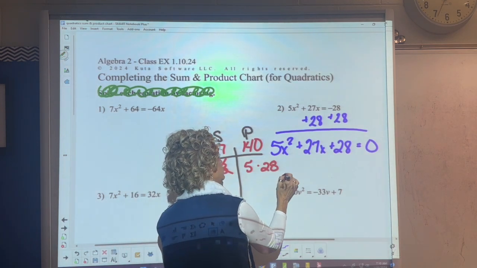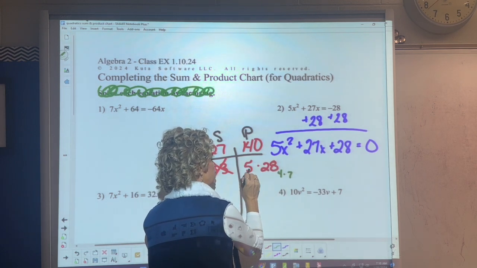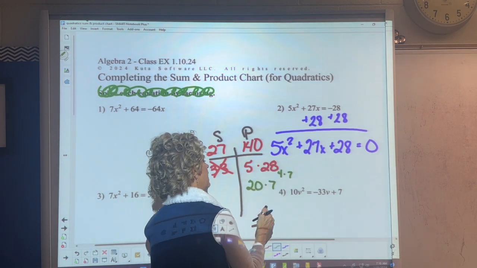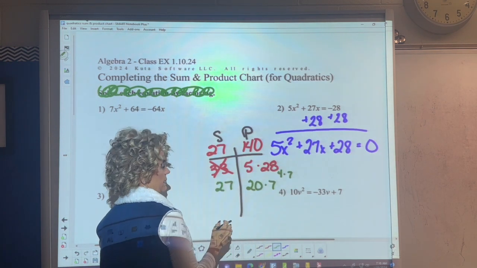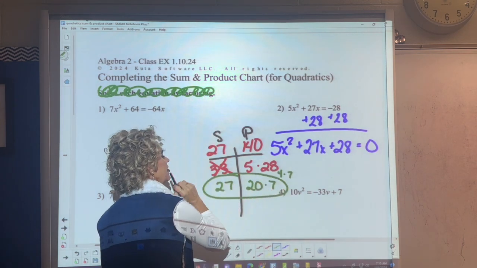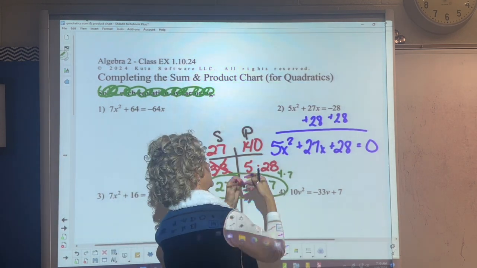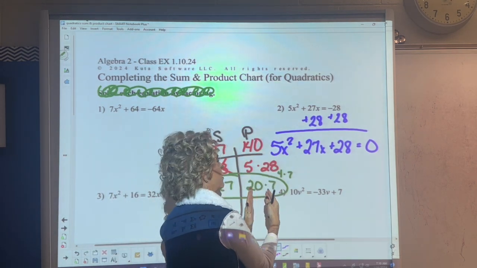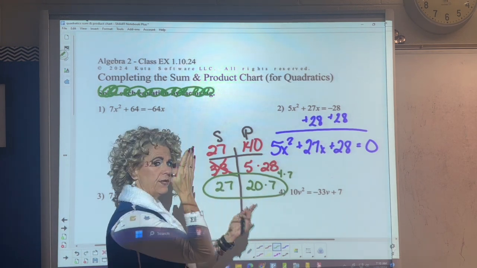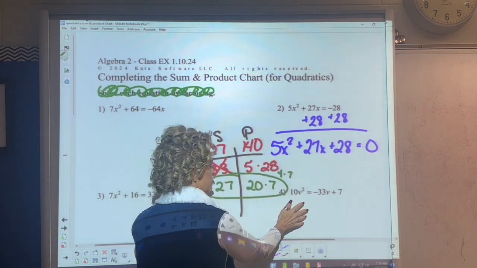Now I also know 28 is 4 times 7. So I'm going to try 20 times 7. When I add 20 plus 7, I get 27. So I got it in the very next one. This is my sum and product chart completed. Once I find what multiplies to be my product and adds to be my sum, I'm going to circle that and I'm going to stop at that point today. Now I'm finished and I'm going to go to my next one.